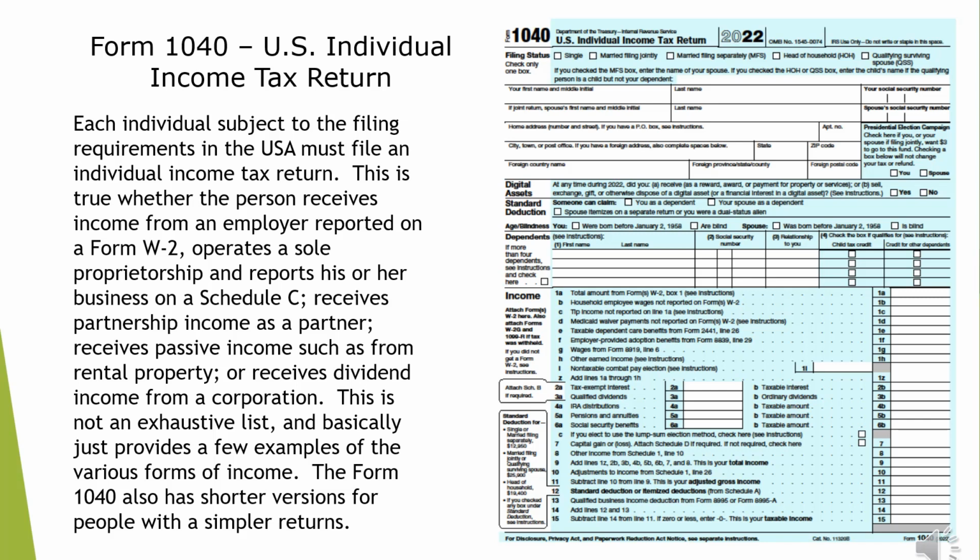The Form 1040 has shorter versions for people with simpler returns. So you could have a 1040A, a 1040EZ, you could have a 1040SR for senior citizens. You can be a foreign national and you may have to file a specific Form 1040 for that. So everything just kind of depends on your particular circumstances.